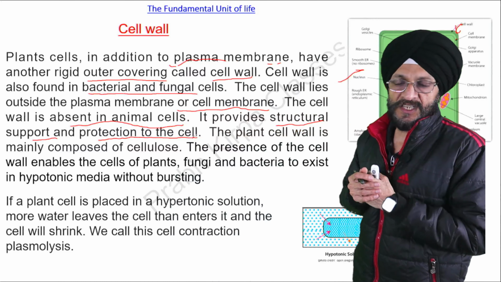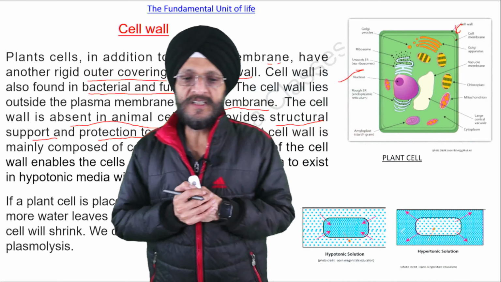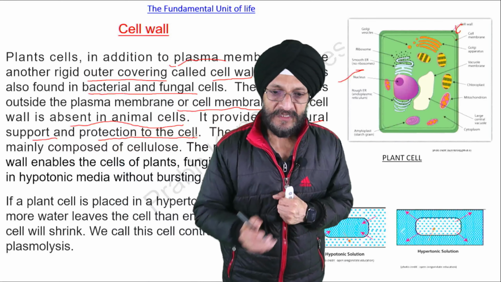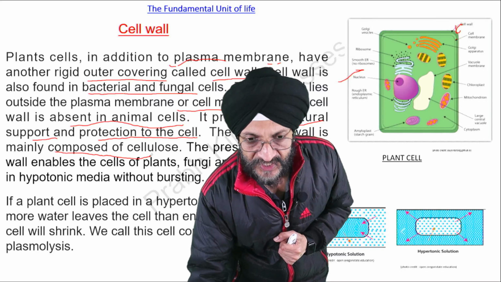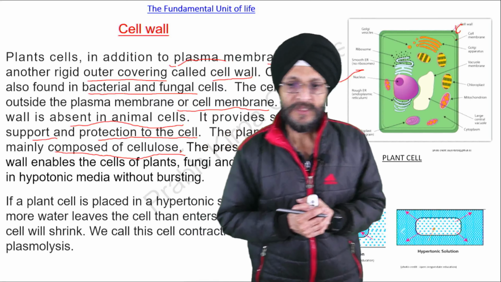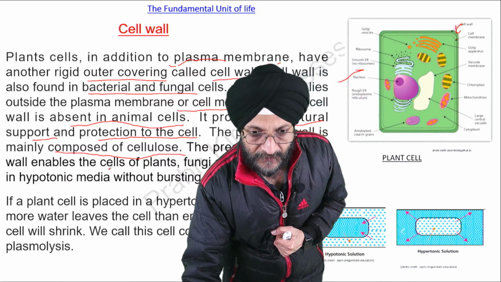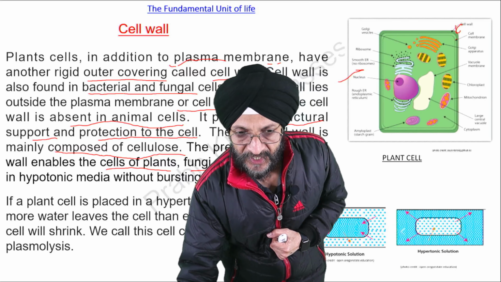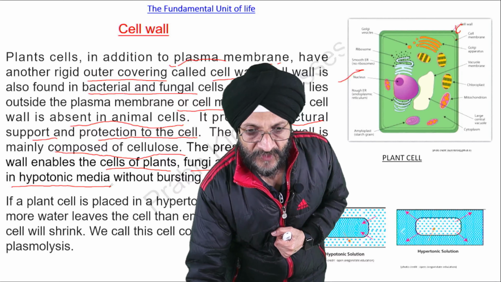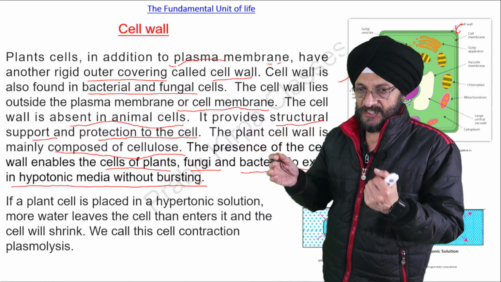Now the question arises, from which material is the cell wall made up of? The plant cell wall is mainly composed of cellulose. The presence of the cell wall enables the cells of plants, fungi, and bacteria to exist in hypotonic media without bursting.